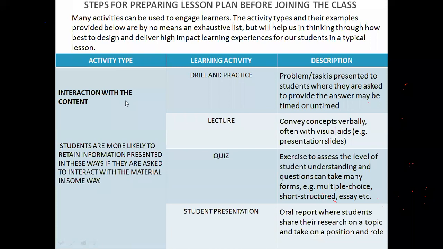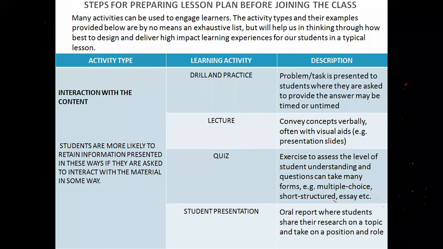Here we have again one table. It consists of three columns: activity type, learning activity, and description. What are the different activity types we use inside the class? Interaction with the content. That means whatever material we have come up with in the class, that material should be interacted with by the students. How can it be interacted with? Students are more likely to retain information presented in these ways.